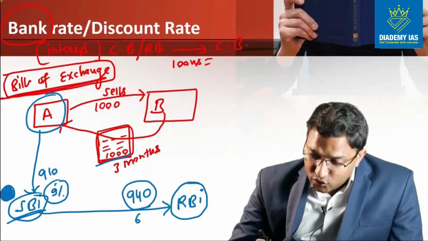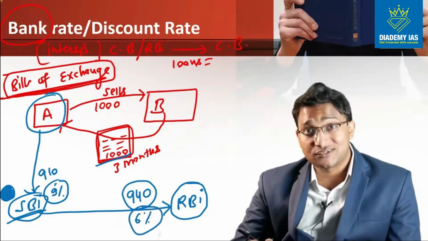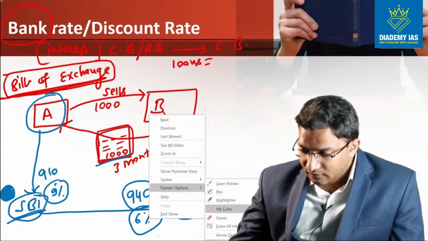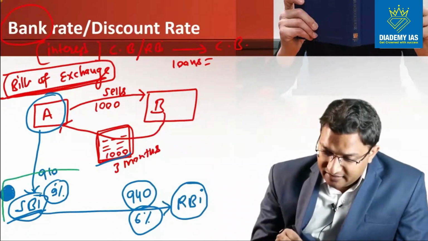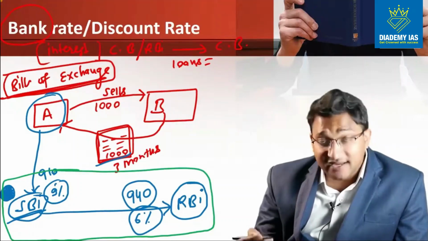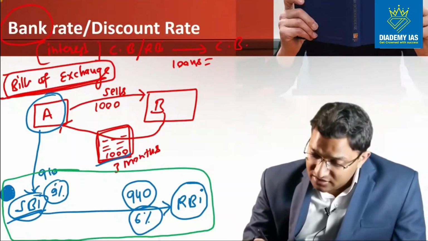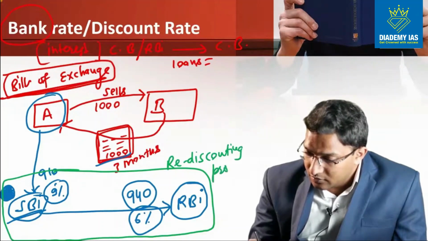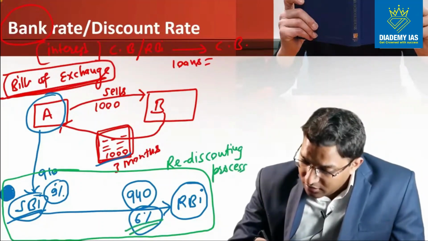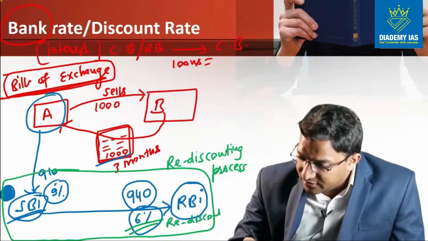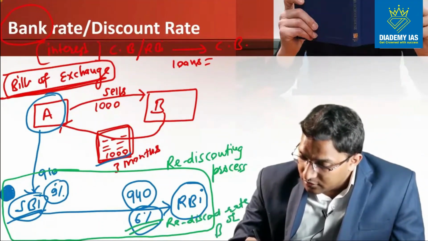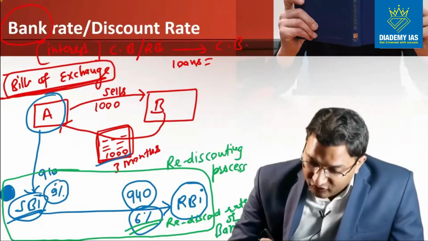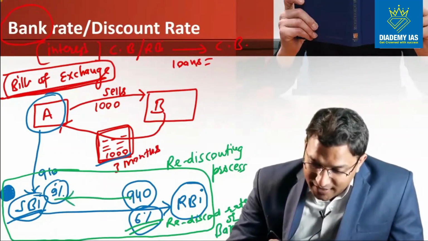So what is RBI doing? RBI is deducting 6% of interest cost, and this process of presenting the bill by the bank to the central bank and the central bank giving the money back to the state bank is called rediscounting process, right? And this 6% is called rediscount rate or bank rate, right? So now 940 rupees goes to SBI and SBI gets a profit.